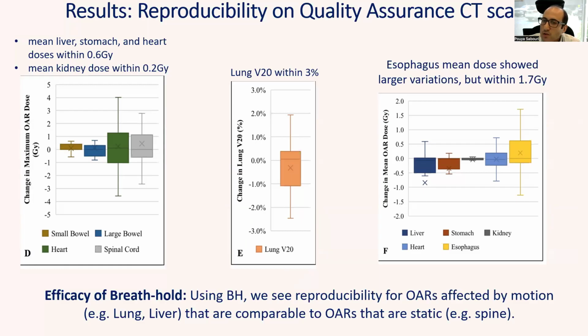Lung V20 also held up within 3%, which is great considering the variability that breathing motion introduces. The esophagus did show a bit more spread, within 1.7 gray, which was still, we felt, clinically acceptable. Overall, this gives us confidence that with breath hold, we are not just getting the theoretical benefit, but we are able to consistently deliver these benefits across fractions, even for mobile organs.